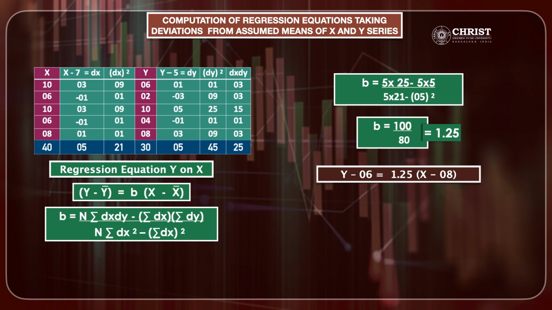Now you have to substitute the values in the regression equation. Remember that the actual mean value should be used for computing the regression equations. So y minus 6 is equal to 1.25 into x minus 8. So y is equal to 1.25x minus 4.